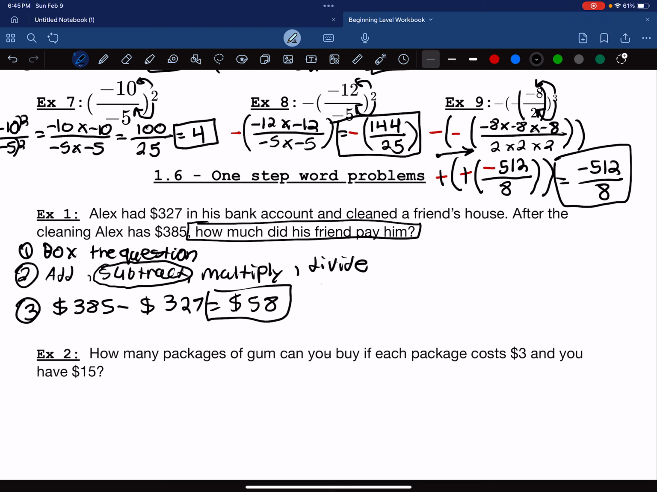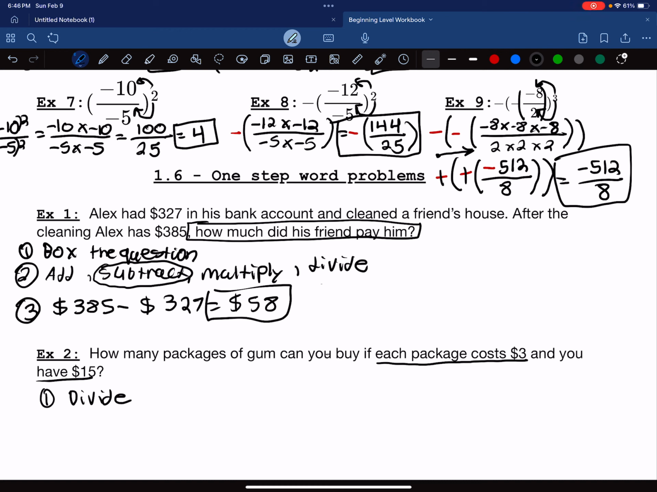So we want to know how many packages of gum you can buy if each package costs $3. So we know each package costs $3, and we know that we have $15. So we want to know how many packages in total can you buy if you have $15 and each package costs $3. So do we think we're going to multiply, divide, add, or subtract? And the answer to that question is we are going to divide.